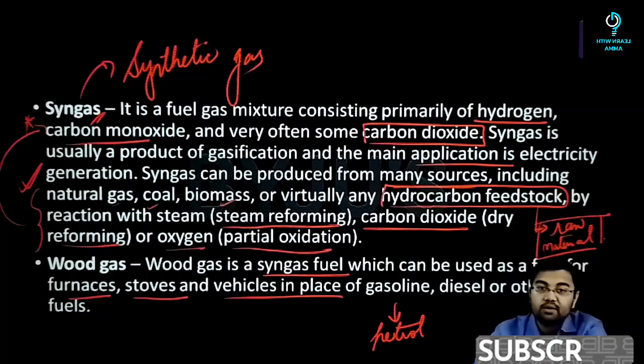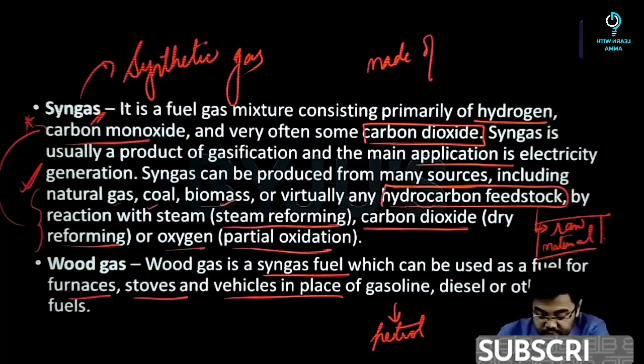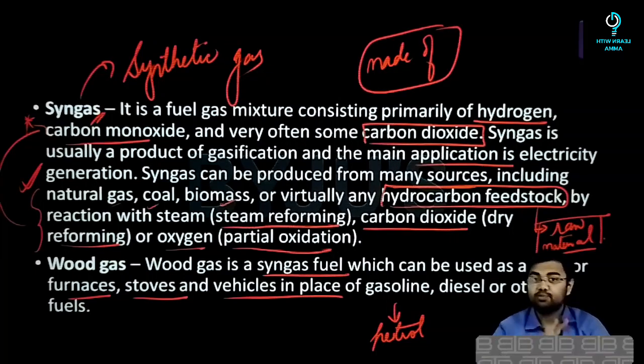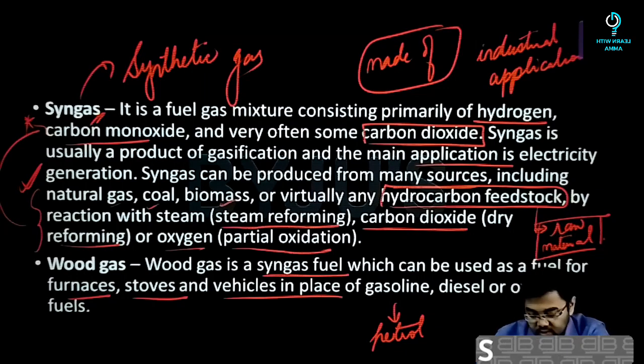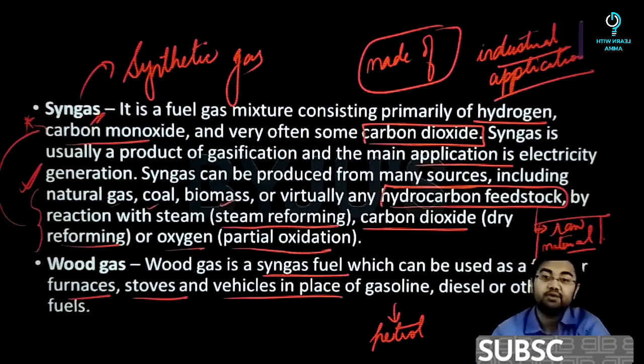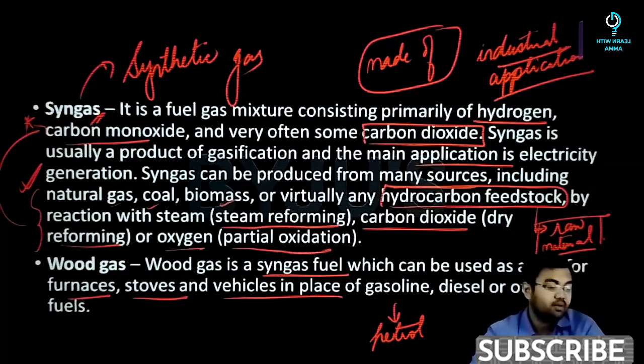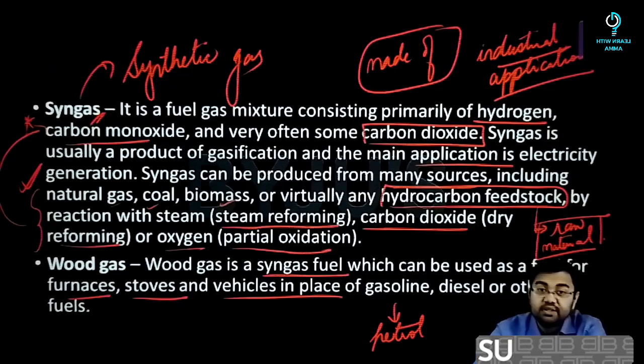So these are what manufactured gases are. Most importantly, remember what they are made of. That's the most important part. And secondly, industrial application. These are the two areas from where, if they ask a question, this is where they can ask from. So with this we come to the end of coal, petroleum and natural gas, meaning the conventional sources of energy or fossil fuels.